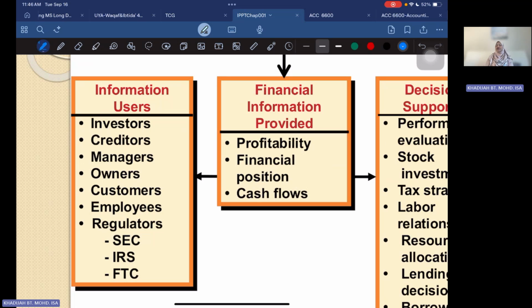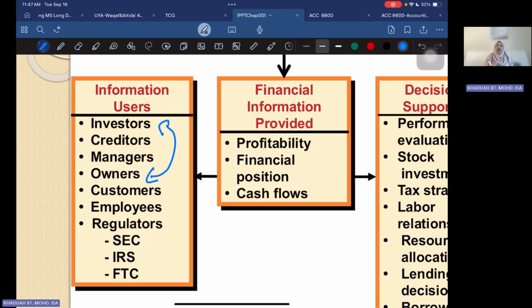And then we also have creditors. Creditors are the persons who give credit, or in this case, financial assistance, which we call a loan, to a company or an organization. Managers are the ones who manage the company. Owners normally refer to the investors here. Those who invest in a company normally also own the company. We have the shareholders or the owners of the company. The shareholders are the ones who invest, and they are normally the owners of the company.